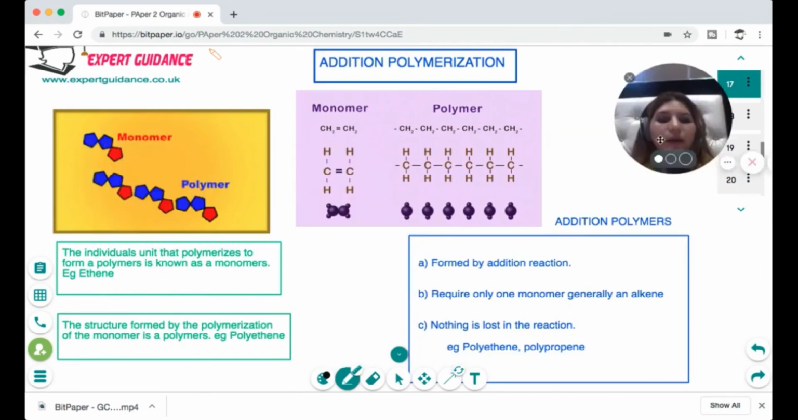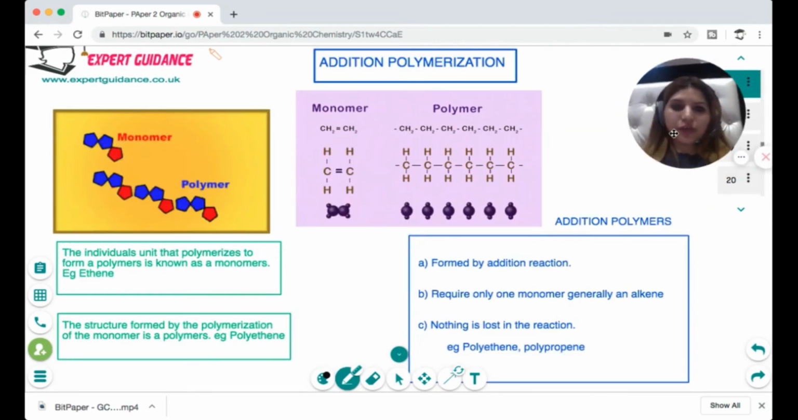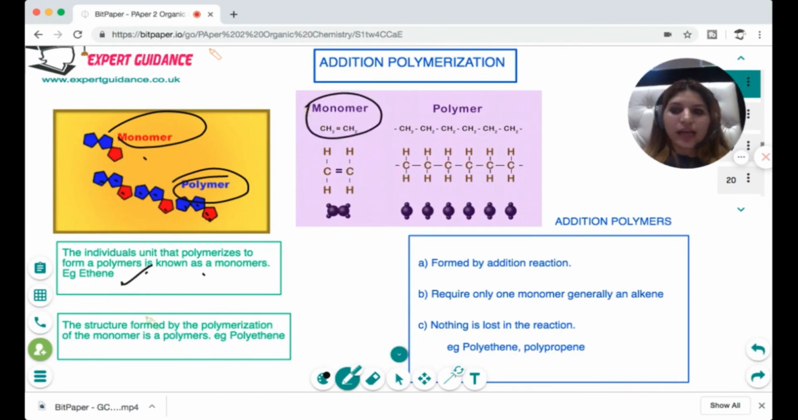Okay, now we have done the functional groups. The last thing you need to do is polymers. Now what are polymers? If you see in this figure, this is an individual unit, and you can see this is repeated, and this repeating unit is a polymer. So the individual unit that polymerizes to form a polymer is known as a monomer. Example, ethene. So ethene is a monomer, and the structure formed by the polymerization of the monomer is the polymer. Example, polyethene. So you can see CH2 double bond CH2 is ethene, and it forms this polymer.